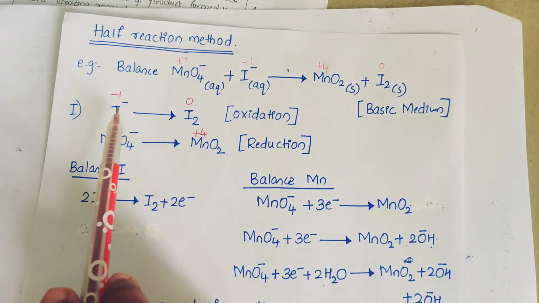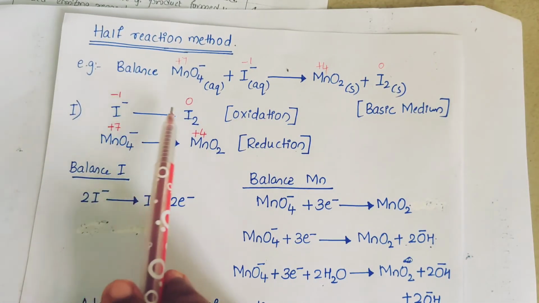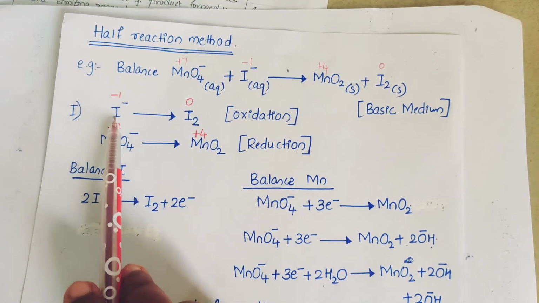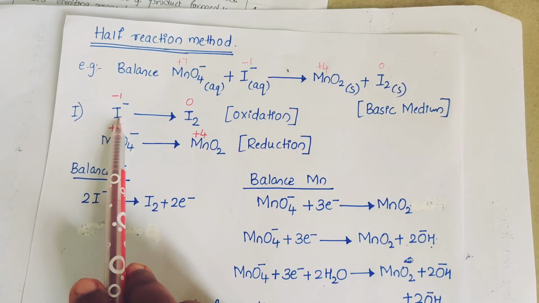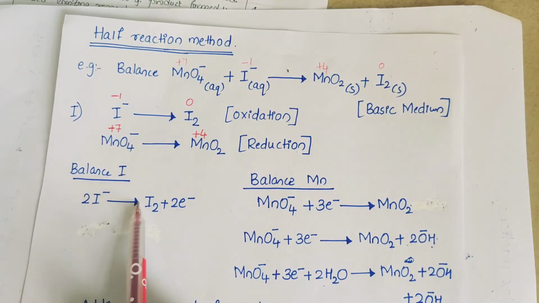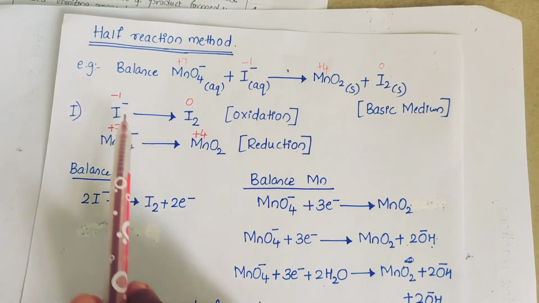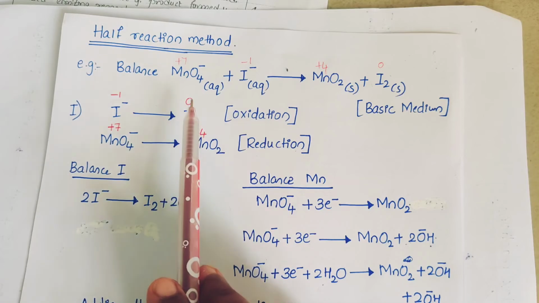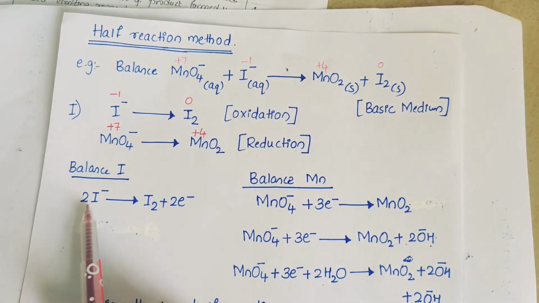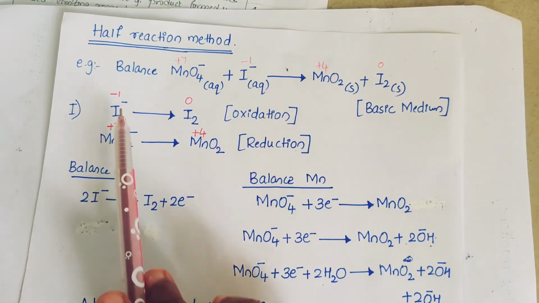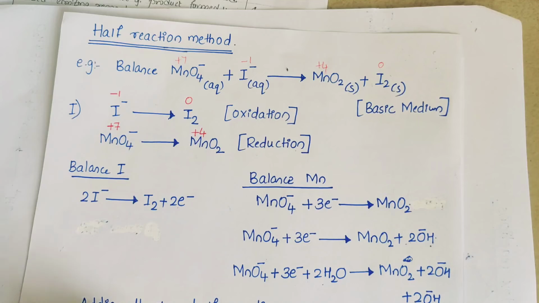Okay, so here I minus is changing to I2. So here two iodine atoms are there. Here there is only one iodide ion. Okay, so you have to balance this. So 2I minus giving rise to I2. Okay, so 1 I minus is changing to I2. Change in electron is 1. If I take 2 iodide ions, change in electron will be 2 electrons. So 2 electrons are lost. Why? Because iodide ion is getting oxidized.